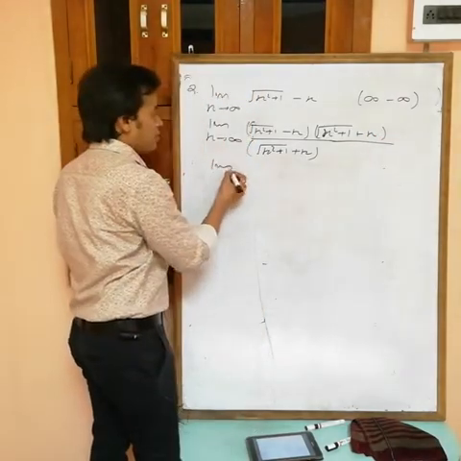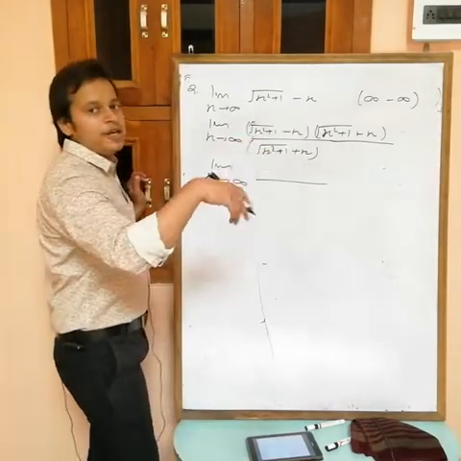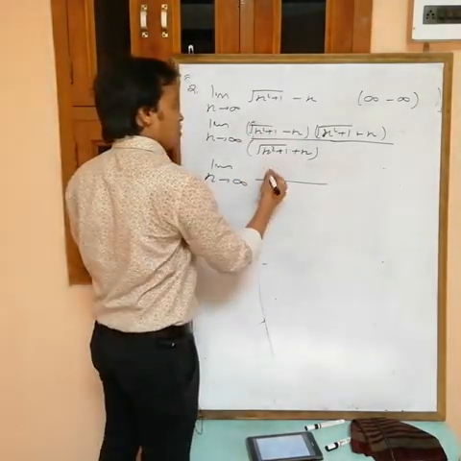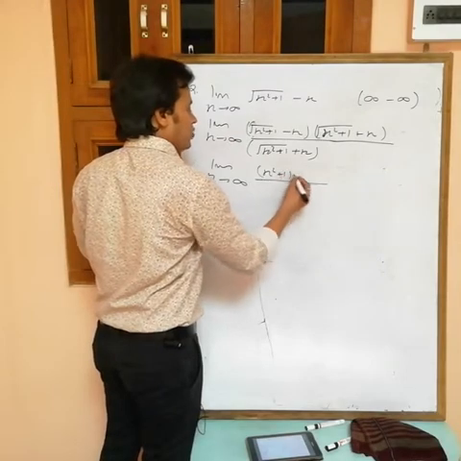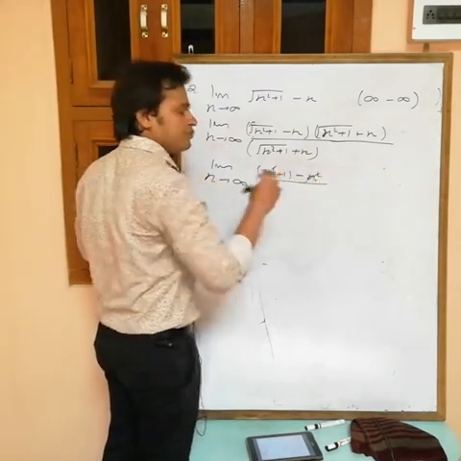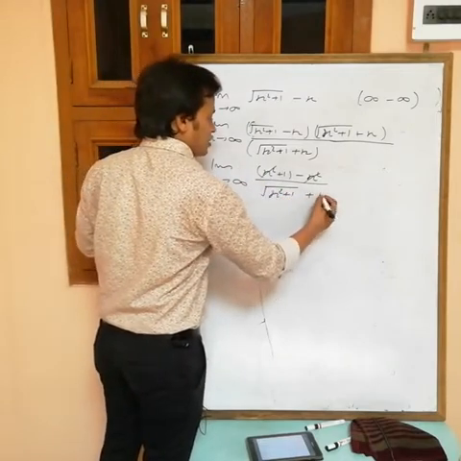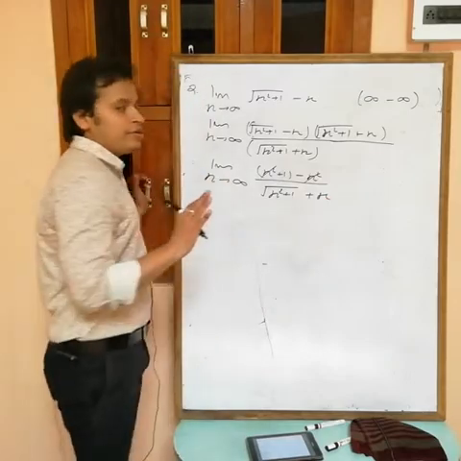Okay, limit x tending to infinity. Now we solve a minus b, a plus b, a square minus b square. A square is x square plus 1 and minus b square is x square. Can I cancel out x square? Limit 1 over root x square plus 1 plus x. Now there is no indeterminate form.